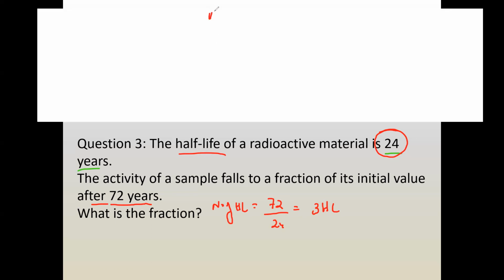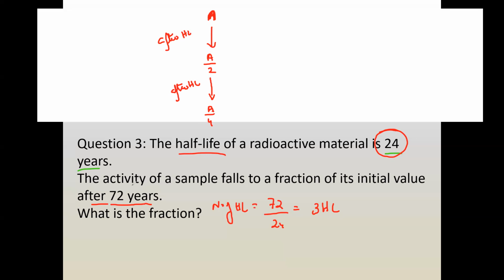For example, if the original activity is A, you can represent it by any value, any number. If the original activity is A, after a half-life, what will the activity be? The activity will be A by 2, because after every half-life, the activity decreases. Then after another half-life, what will the activity be? Half of this value, so it will be A by 4.